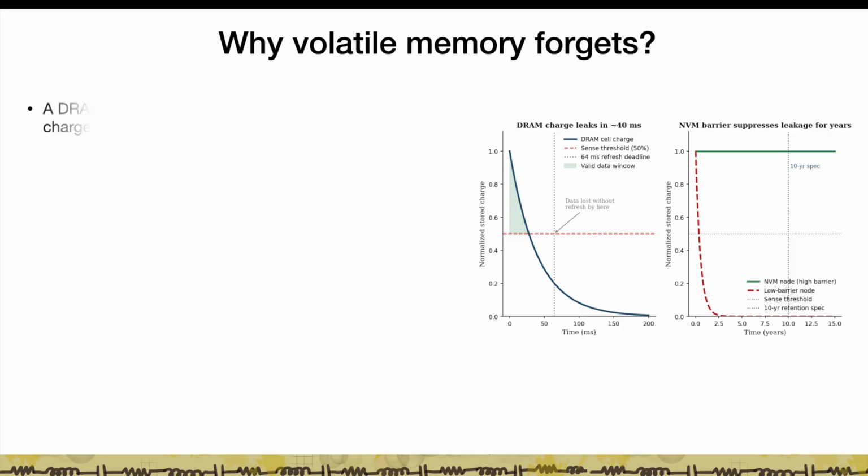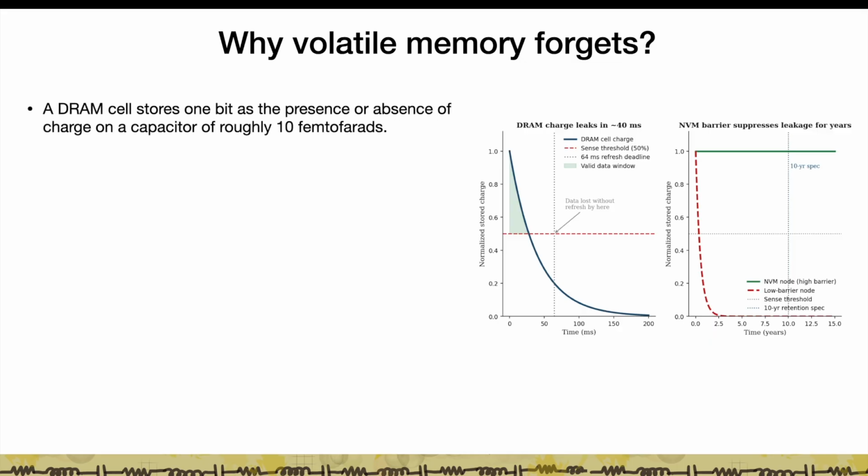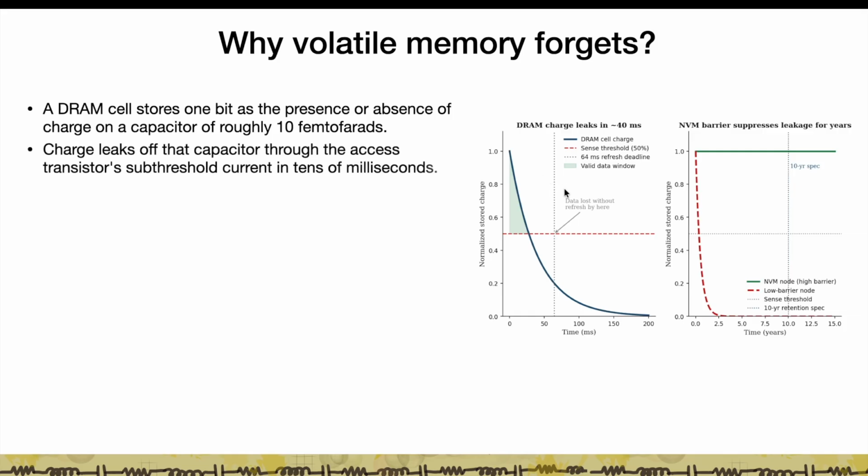A DRAM cell is one transistor and one capacitor. That's it. One bit of storage in two devices, which is why DRAM can pack tens of billions of bits into a single die. The capacitor stores the bit as the presence or absence of charge. The transistor acts as a switch that connects the capacitor to the bit line during read and write operations. The problem is the capacitor.